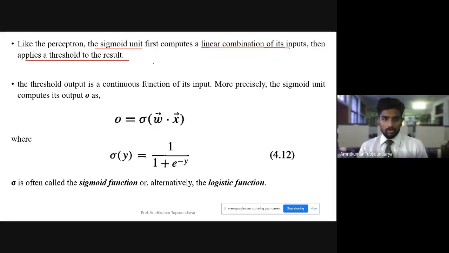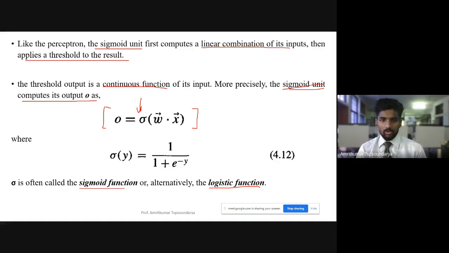Now the threshold output that we get is a continuous function of its input, which we were actually looking for. We were looking for a continuous function, whereas in the previous case, the perceptron unit, we had a discontinuous threshold, which was not acceptable. More precisely, the sigmoid unit computes the output as given by this function. O, which is the output, is equal to the sigmoid function of the product of the weight vector and the input vector. This symbol represents the sigmoid function, also known as the logistic function. So what is this sigmoid?